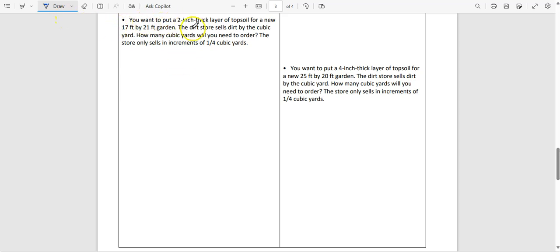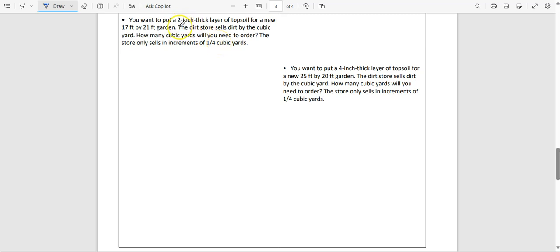All right, you want to put a 2-inch thick layer of topsoil for a new 17-foot by 21-foot garden. The dirt store sells dirt by the cubic yard. How many cubic yards will you need to order? And the store only sells in increments of a quarter cubic yard. Have you ever bought a quarter cubic yard? That is a huge thing of dirt, so I'm not surprised they don't sell bigger containers of it.